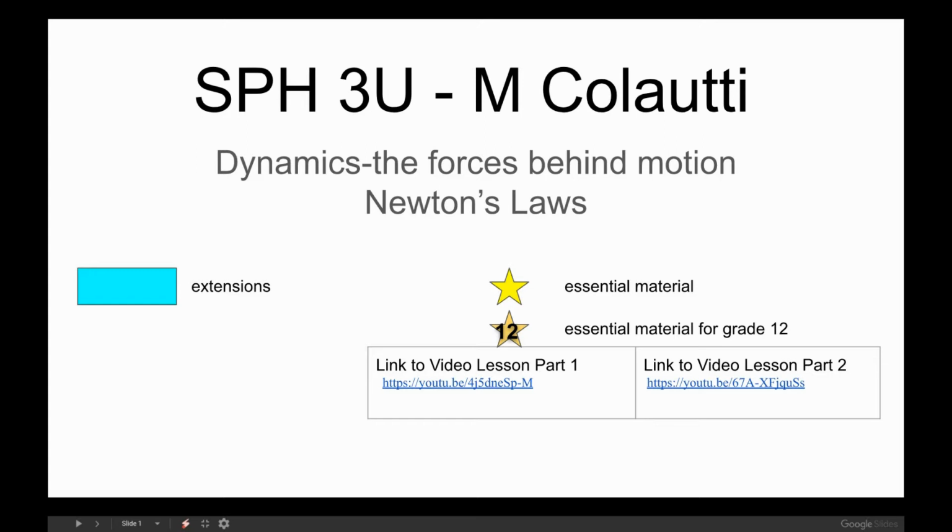As always, a yellow star is highly critical material. A blue slide means it's an extension and not needed, nor will it be tested. The off yellow star with the number 12 is when I'm directly straying into grade 12 material, to give you a heads up.